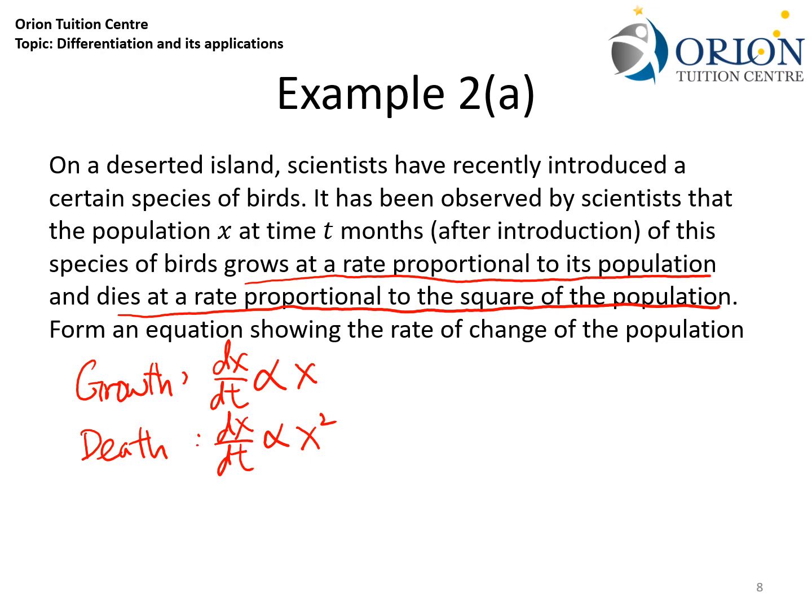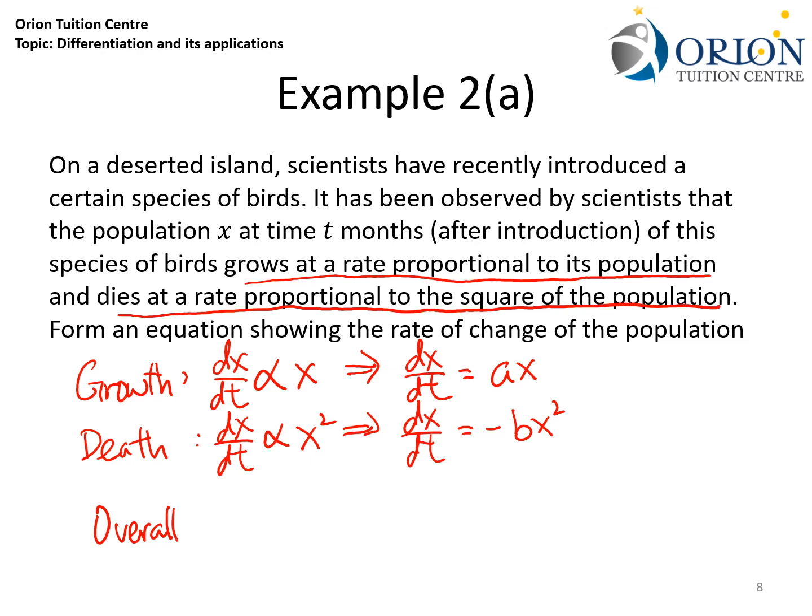Each of these can be changed into equations. So dx/dt for the case of growth becomes ax, and dx/dt for death becomes -bx squared. Negative because, again, it is a death rate, therefore the population is going to be decreasing. And I can say that based on these growth and death rates, the overall rate of change of the population will be dx/dt = ax - bx squared.